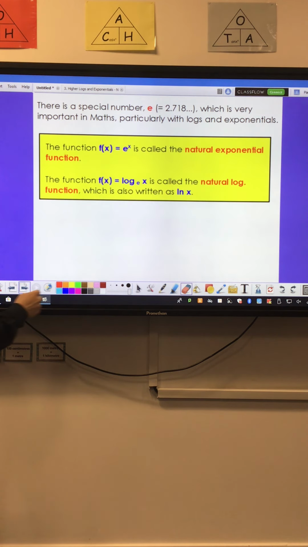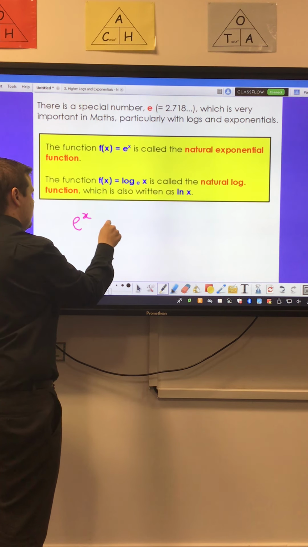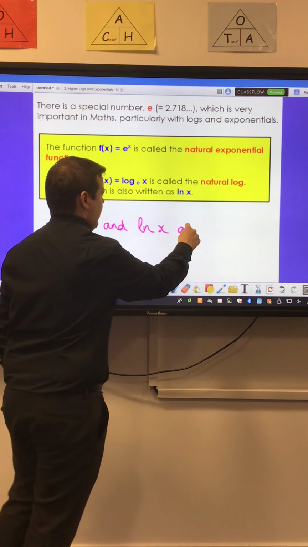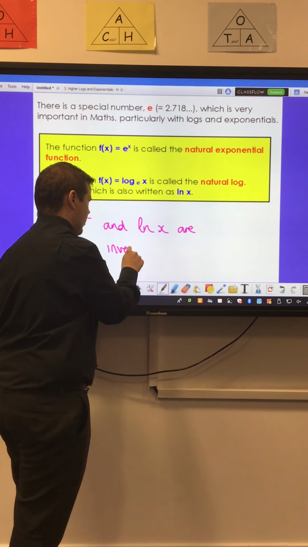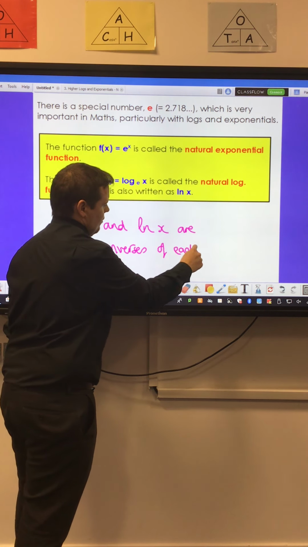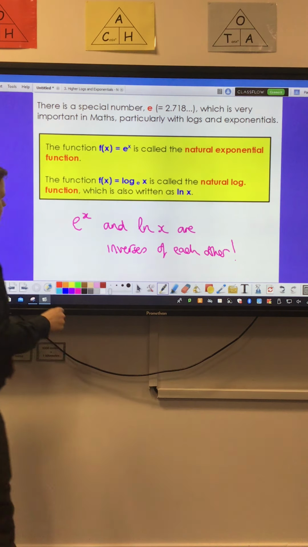It's worth remembering at this stage that e to the power of x and ln of x are inverses of each other. Remember, the exponential and the log are inverses of each other. So we're going to use that in practice.